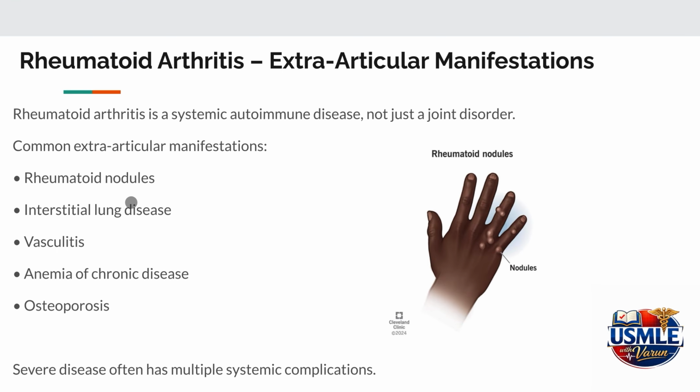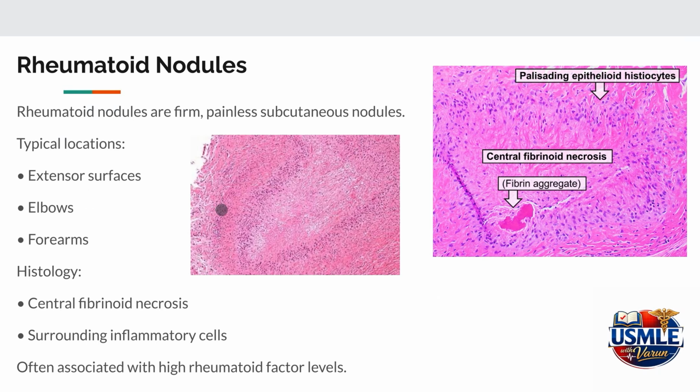Rheumatoid arthritis is not limited to joints. It is usually a systemic autoimmune disease. Patients may develop several extra-articular manifestations. These include rheumatoid nodules, interstitial lung disease, vasculitis, anemia of chronic disease, and osteoporosis. Patients with severe rheumatoid arthritis often have multiple systemic complications.